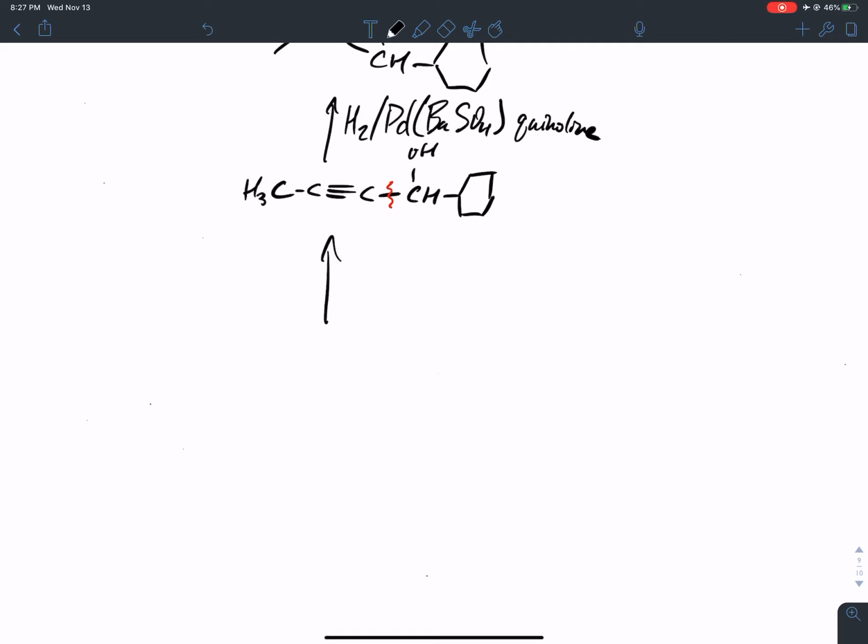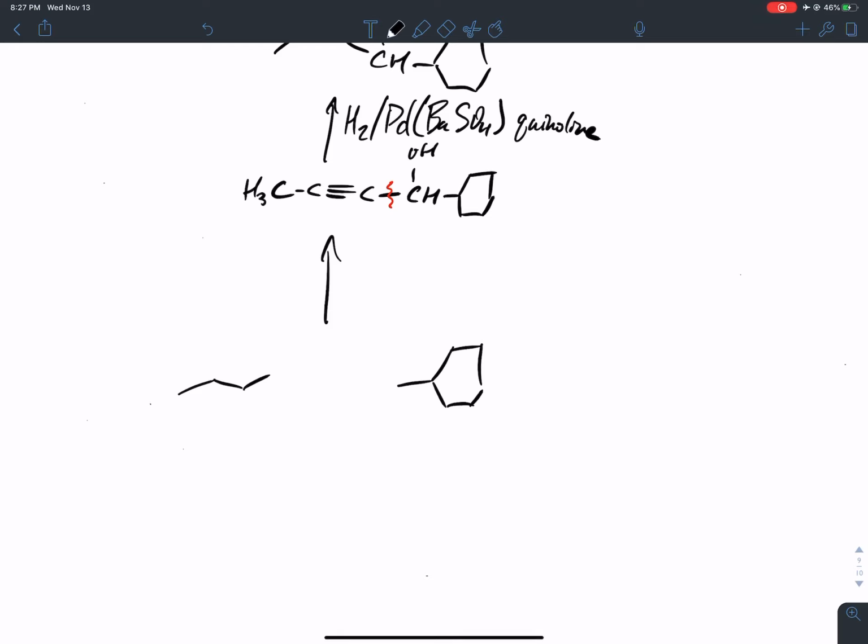So now we need to break this up. See, we already drew the line where we're going to break it, and it's immediately adjacent to the alcohol. We have 4 carbons on this side. So it's going to be 4 carbons, and then 1 carbon with the ring. That's kind of our skeleton.